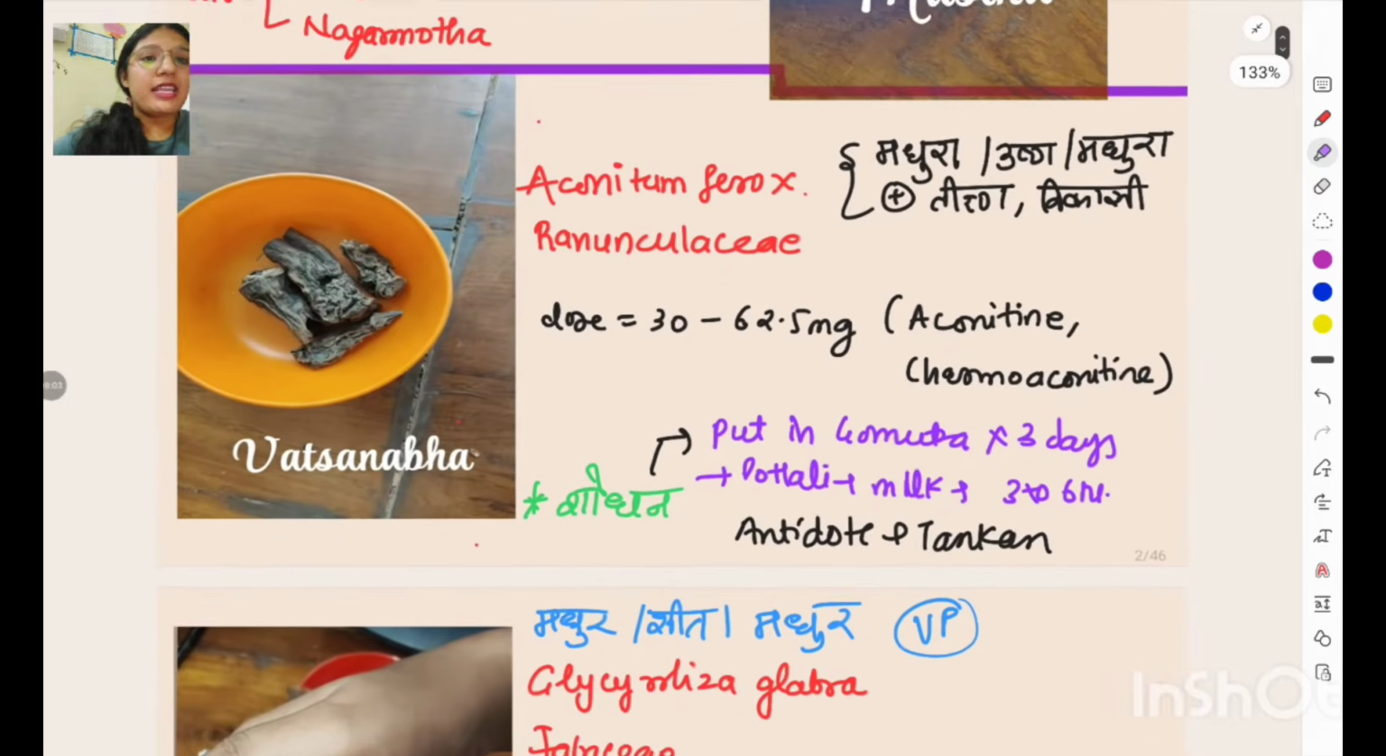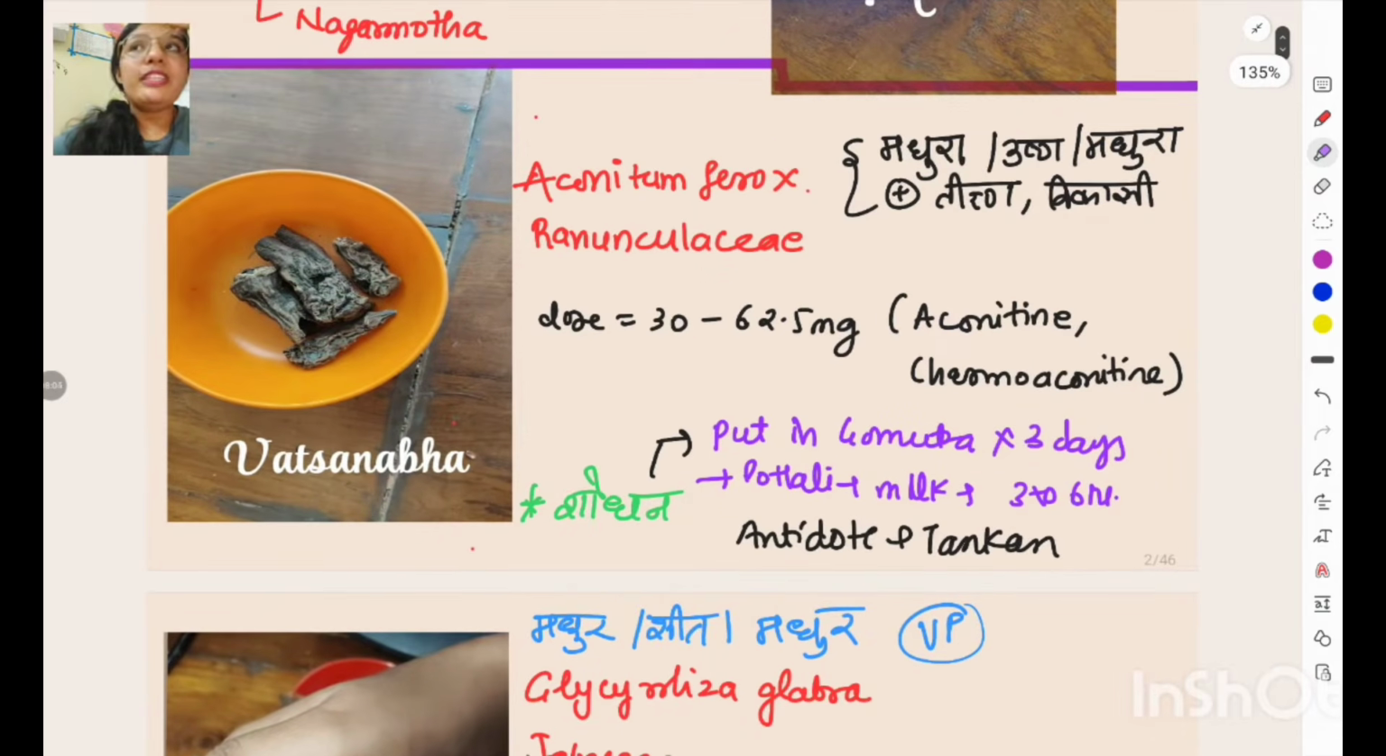Next is your Vatsanabha, very important. Out of these toxic plants like Vatsanabha and Bhallataka, one will surely be there, and you can easily identify this Vatsanabha root. And I have one specimen also. It's somewhat like this kind of, a somewhat big structure with a rough surface, and its botanical name is Aconitum ferox, belonging to the Ranunculaceae family.